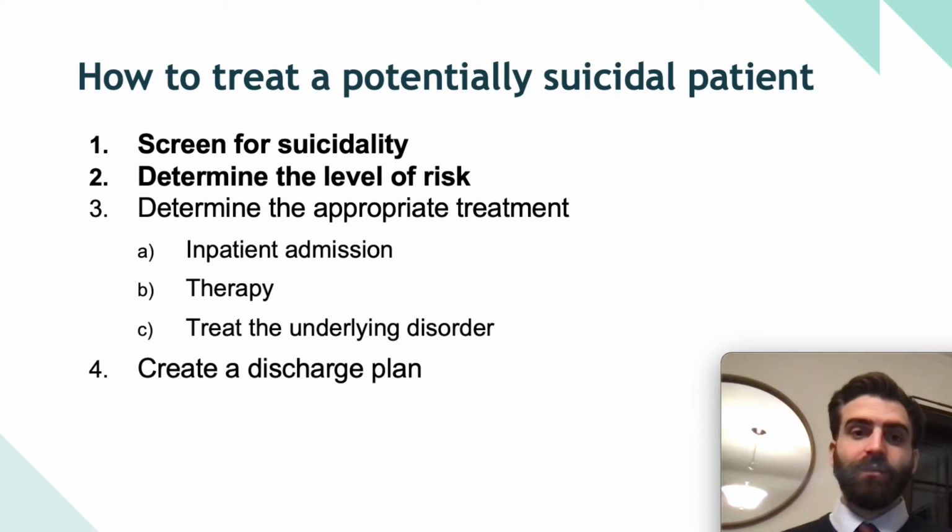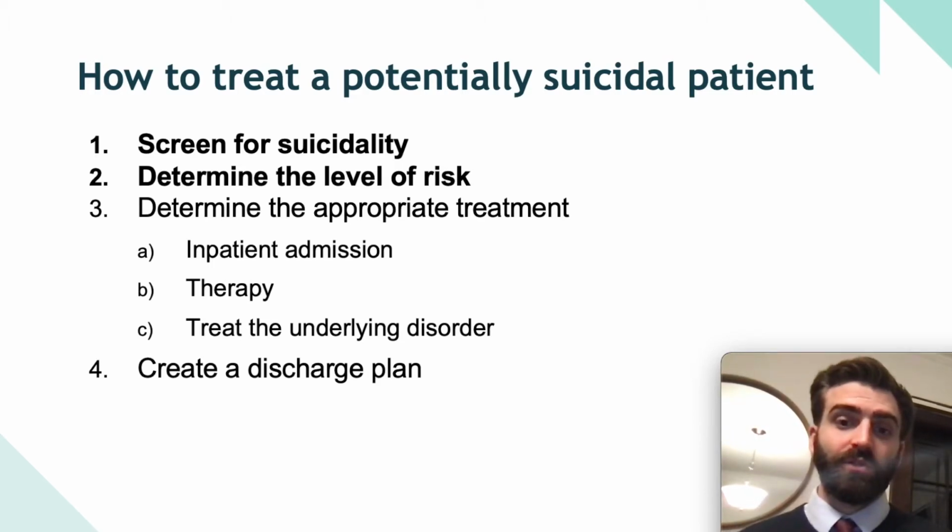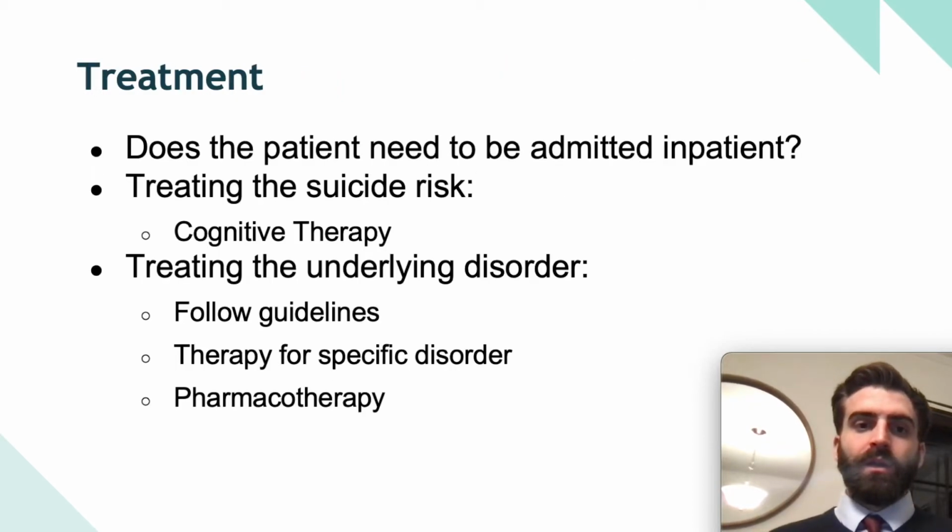So once you screen for suicidality and you determine the level of risk, your next step is to treat the patient. So the first step is determining if the patient needs to be treated inpatient or if they can be treated outpatient. Then you can specifically target the suicidality with cognitive behavioral therapies.